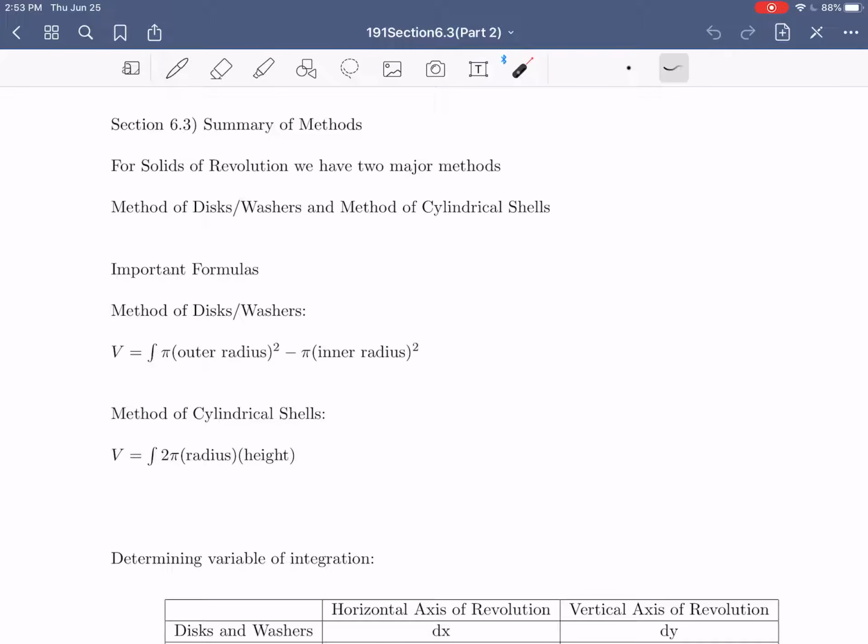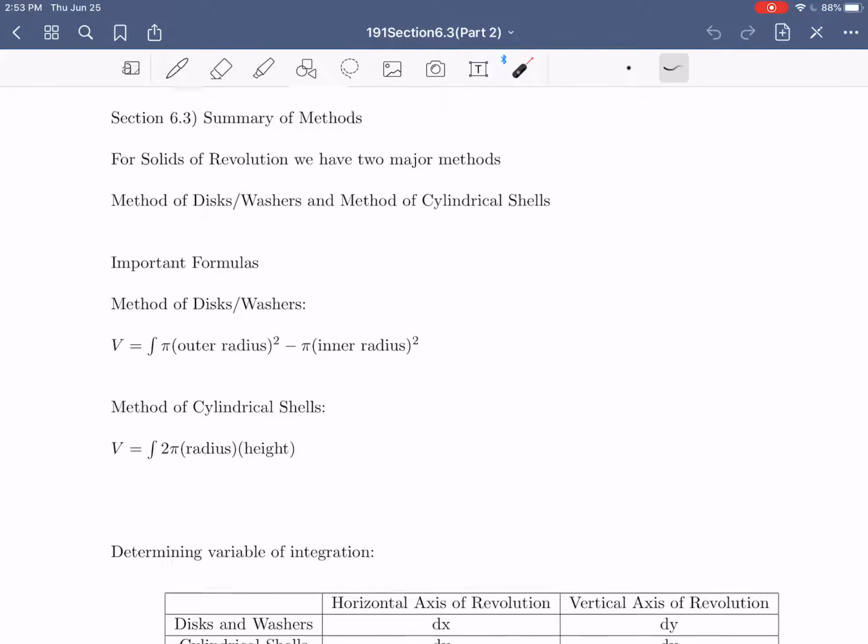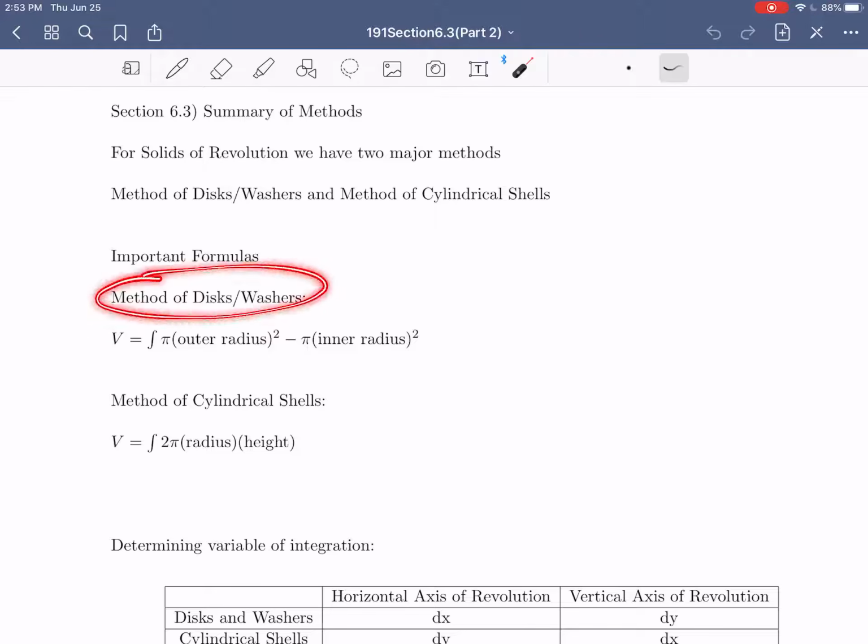For each of these, there's an important general formula, so I'd like to talk about those first, and then we'll move on from there. For the method of discs and washers, even though it's called discs and washers, you can just think about it as the method of washers, because as we talked about, a disc is really just a washer with an inner radius of 0. So really, you could just abbreviate this as the method of washers.